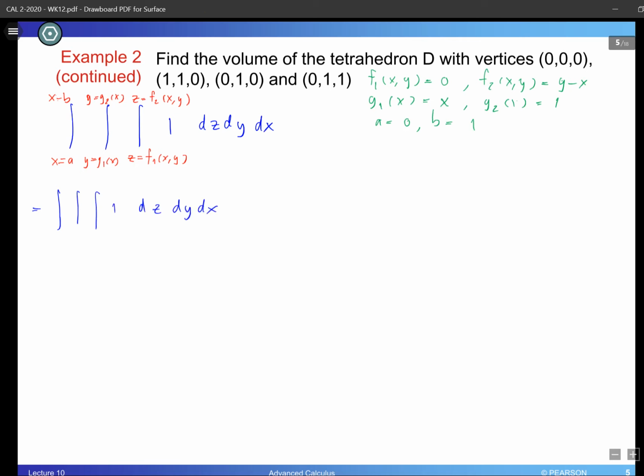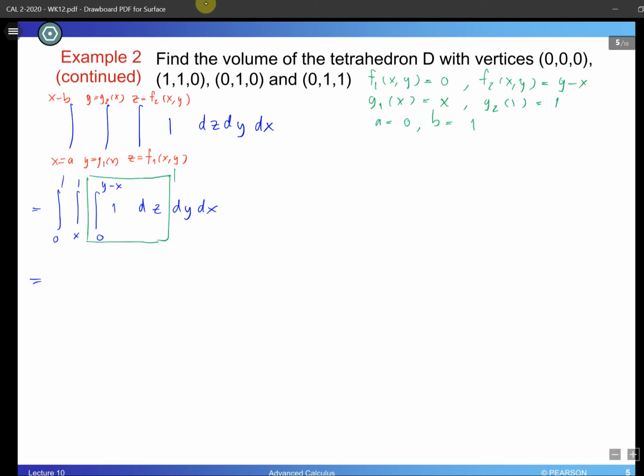First start with the f1, and it's going to be right here. So I'm going to put everything in. 0 to y minus x. For y, from x to 1. And for x, it's going to be from 0 to 1. Okay, let's start doing the integration here. We are going to start from the inside. Integrate this with respect to z.